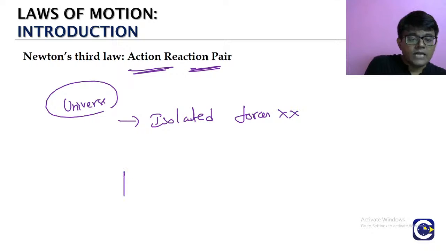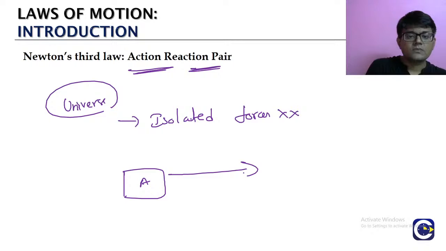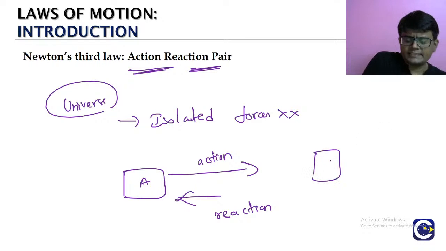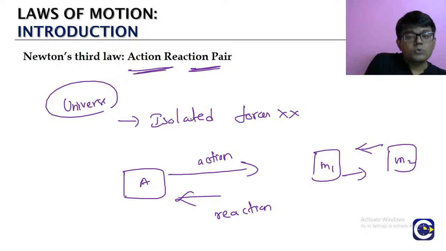You cannot have an object A just acting a force and not having a reaction. You just cannot have action only. You'll always have the reaction, which means the forces will always happen in combination or pair. In the universe, we can never have an isolated force. For any type of force, let us say there is a mass m1 and another mass m2. If m1 is attracting m2, then m2 will attract m1 with the same amount of force.